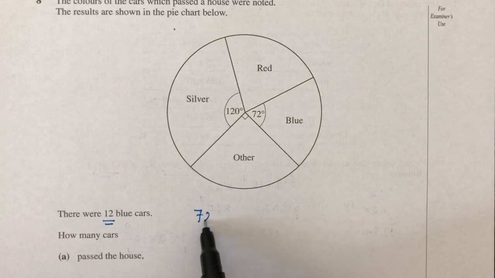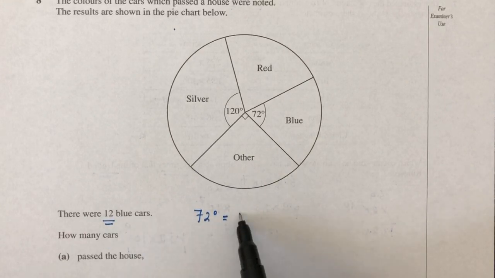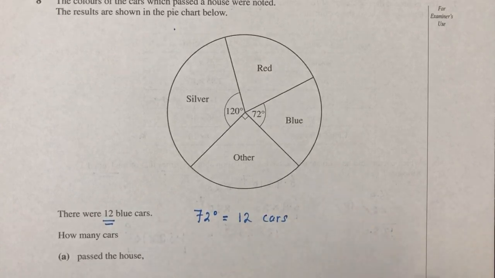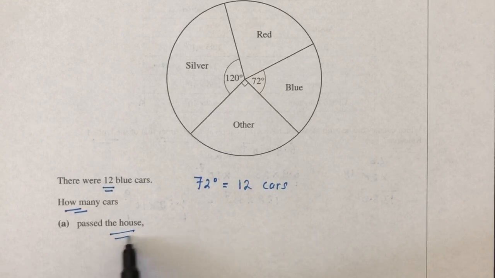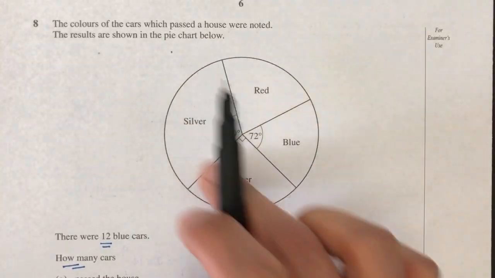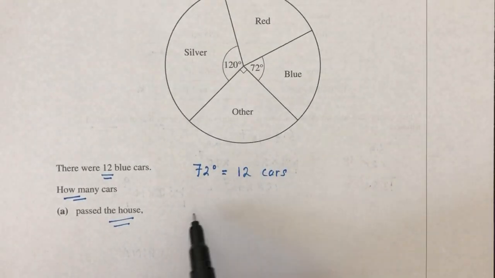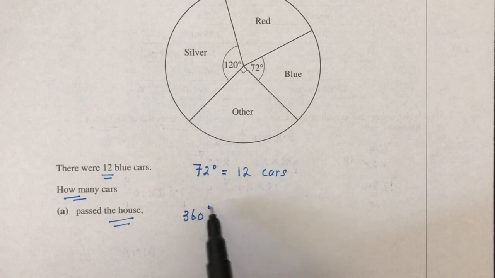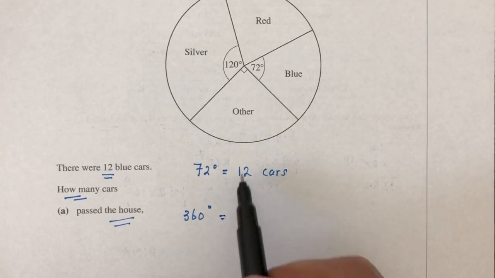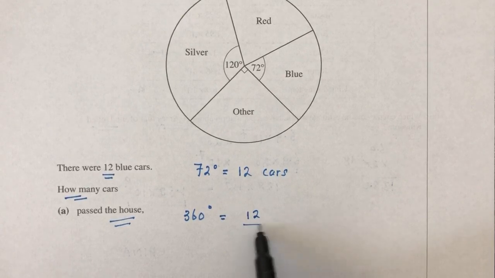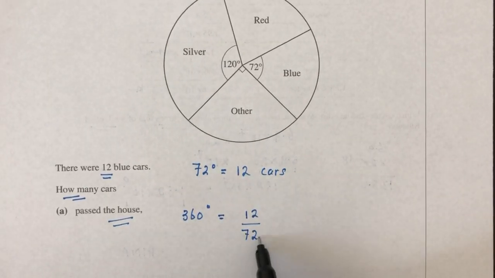So 72 degrees equals 12 cars. 12 blue cars, 12 cars, same thing. So for part one, how many cars passed the house? We know that in a pie chart, the total is always going to be 360. So 360 degrees is going to equal what? 12 divided by 72 times 360.